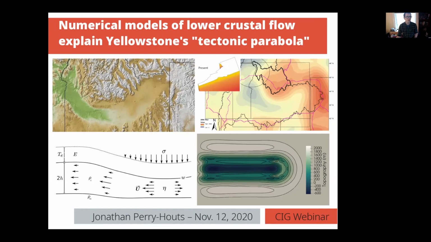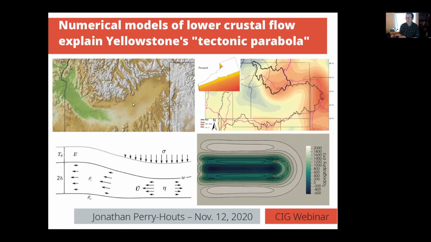Okay, there we go. So Yellowstone, as most of you probably know, is a continental hotspot in North America, located in the northwest corner of Wyoming, and it's trailed by the Snake River Plain hotspot track, which crosses the southern side of Idaho.